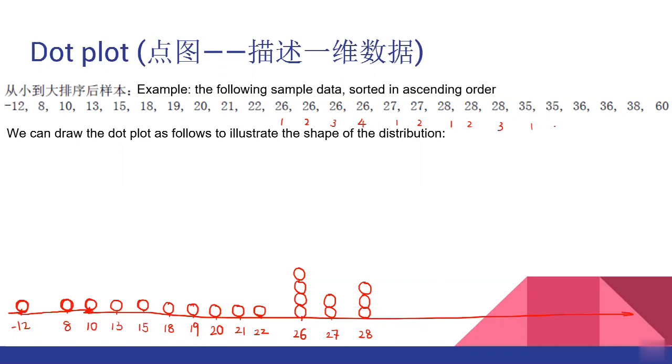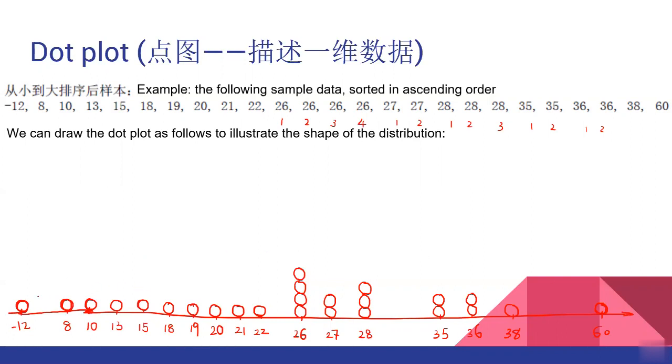Okay, 35, 1, 2. We have two 35s. Suppose 35 is here. So we need to draw 2 circles here. And 36, 1, 2. Two 36s. Then we need to draw 2 circles here. Okay, 38, only 1. So 1 circle is drawn here. And 60, suppose 60 is here. We only have one 60. So we need to draw 1 circle here.